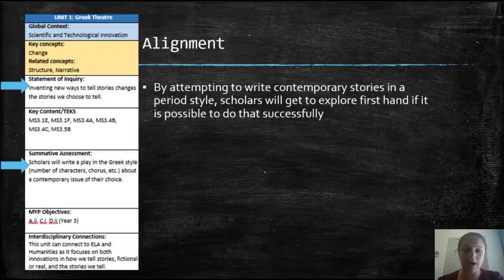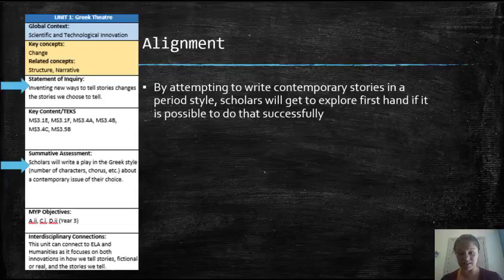So, how it aligns to the statement of inquiry. Essentially, by writing a contemporary story in the style of a period play, they are going to see firsthand if you can do that successfully. If you can tell a story that can affect us today and is important in a style that's not from our time period. And so as they go through and they evaluate each other on that day that their scripts are due, they're going to be gathering information.